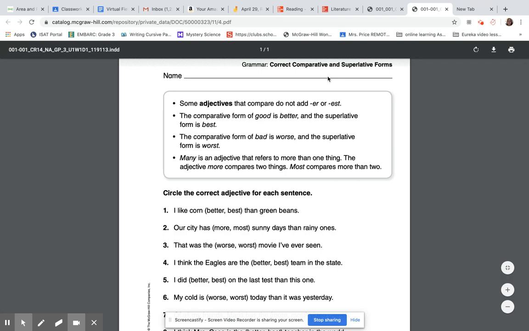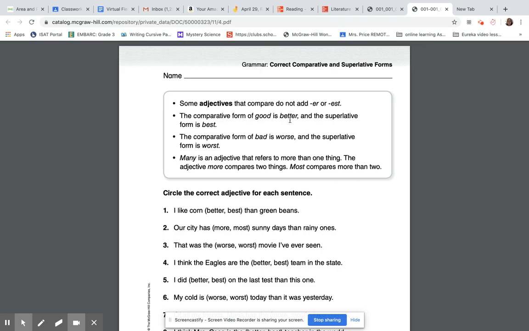Superlatives are other forms of words that are not just the ER or the EST, but they have different forms of words. So right here it says the comparative form of better and the superlative form is best. So better, or comparative, compares two things, superlative compares more than two things. So think about that. So the ER, remember, compared two things, EST compared more than two things. So the comparative form of good is better, and the superlative form of good is best.